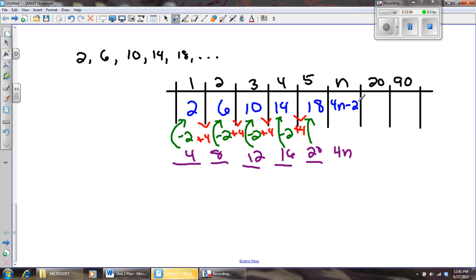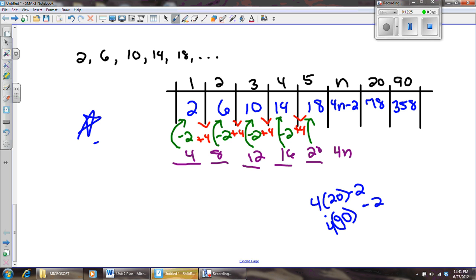Now, the 20th term, I'm going to do 4 times 20 minus 2, which I think will be 78. The 90th term, I'll do 4 times 90 minus 2, 360 minus 2, 358. And there we go. I am done. Give myself a great big blue star.